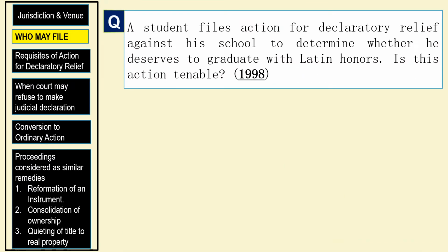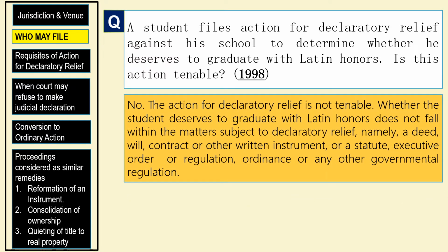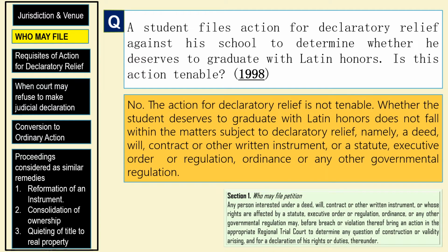Bar question 1998, a student files an action for declaratory relief against his school to determine whether he deserves to graduate with Latin honors. Question, is this action tenable? Answer, no. The action is not tenable. Again, what did we say? Ano ba ang subject matter in a petition for declaratory relief? Very clear, si Section 1, that it must be under a deed, will, contract, or other written instrument, statute, executive order, or regulation, ordinance, or any other government regulation. In the bar question, that is not a proper subject matter. Again, what did we say? The enumeration is exclusive. Therefore, if it does not fall within the enumeration, then your petition for declaratory relief is not proper.